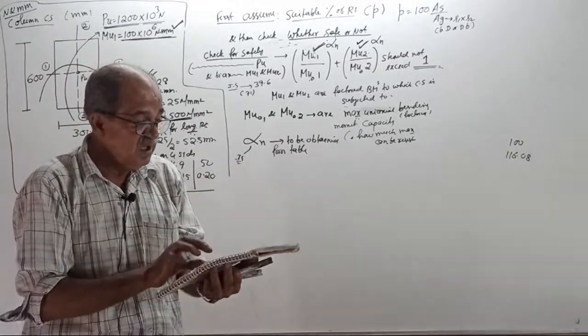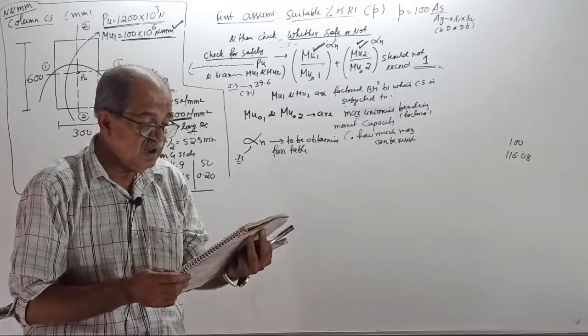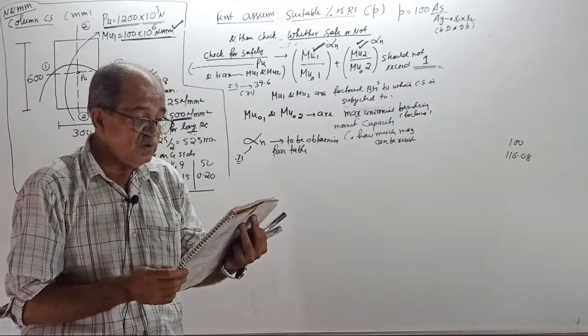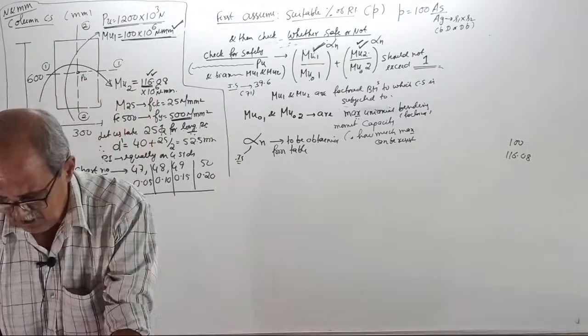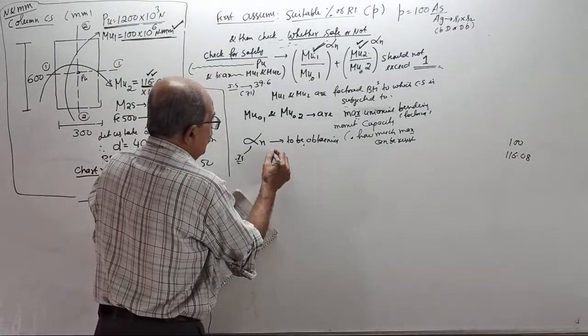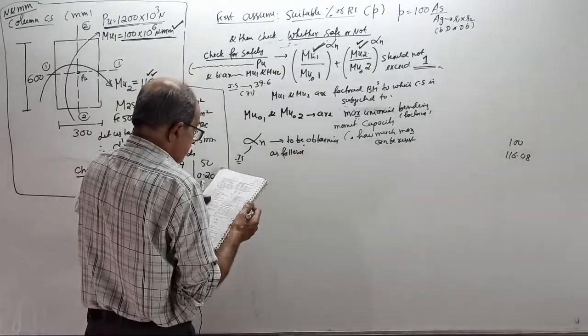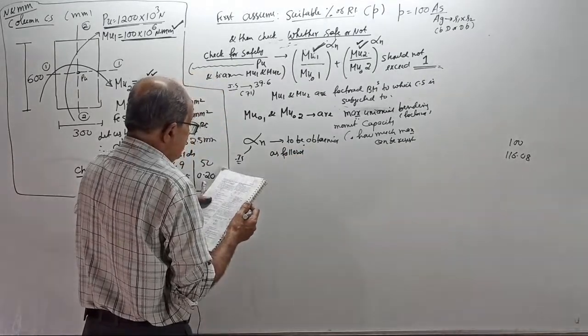Table number. Where is the table number? Alpha n, where are you? No, not table number, leave it. Actually, it is to be obtained as follows. That is alpha n. It is given there only.